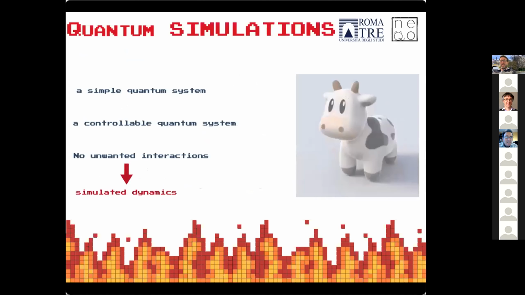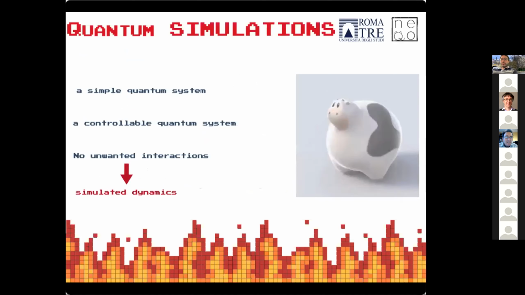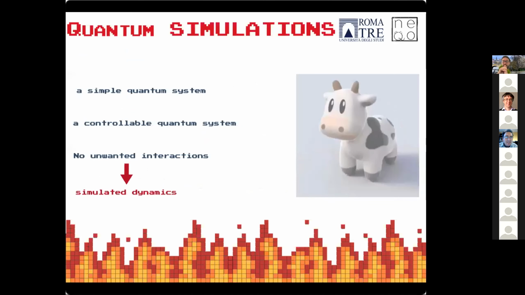And the requirements we need are the following. We need a simple quantum system and a controllable one. The simplest system we can think of, if we are thinking about energy exchanges, is a two-level system. And that is fine, we have many examples of those. But as I was saying, we need a system where we can control the dynamics so that we don't have any unwanted interactions. A solution to this is simulating the dynamics in a way that we can actually control, so that only what we want is happening.